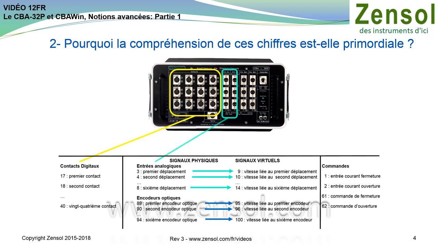For analog inputs, the first is signal 3, the second is signal 4, and the last is signal 8. In the case of optical encoders, the first is a physical signal of 89, the second 90, and so on. For commands, the current measured during the closing command is number 1, while number 2 represents the opening current. Signal 61 displays the close command, while signal 62 displays the open command.